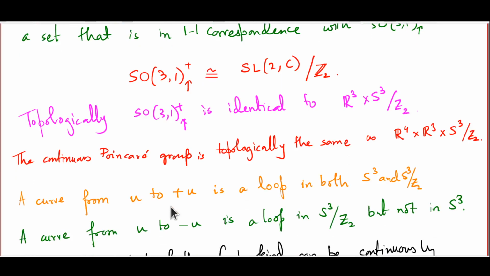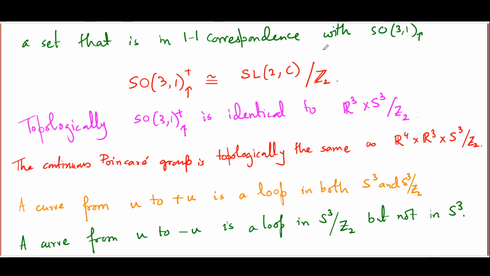On the other hand, if you consider a curve in S3 which goes from U to minus U, this is actually not a loop in S3, of course, it doesn't start and end at the same point. But in S3/Z2 what you have done is you have decided to call lambda and minus lambda the same point, for any matrix lambda. In particular, U and minus U correspond to the same point in S3/Z2. So this is also a loop in S3/Z2.